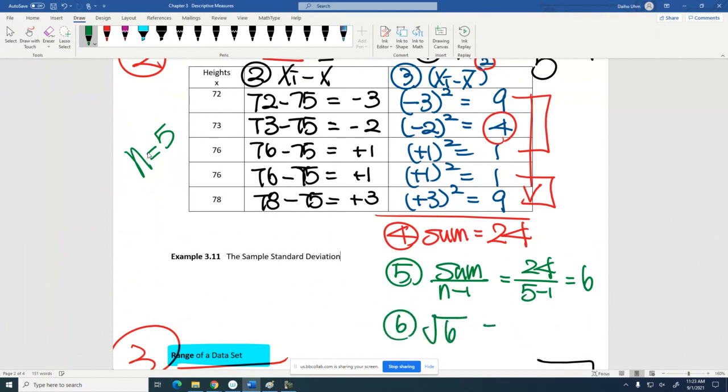Finally, take the square root of it. Please don't answer square root of 6. It is not the answer. Please take the square root of 6 using your calculator. I have a 2.45.